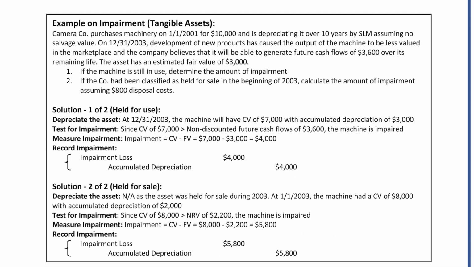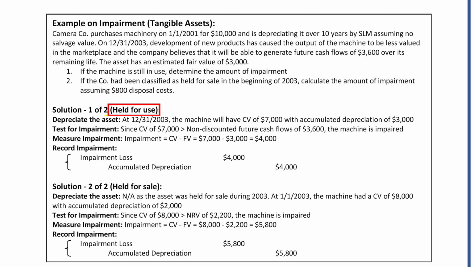So if you look at the first part of the question, it says if the machine is still in use, determine the amount of impairment. And the second scenario is if the company has been classified as held for sale in the beginning of 2003, calculate the amount of impairment assuming $800 disposal costs. So we're going to look at both scenarios. The first one, put a box around held for use.